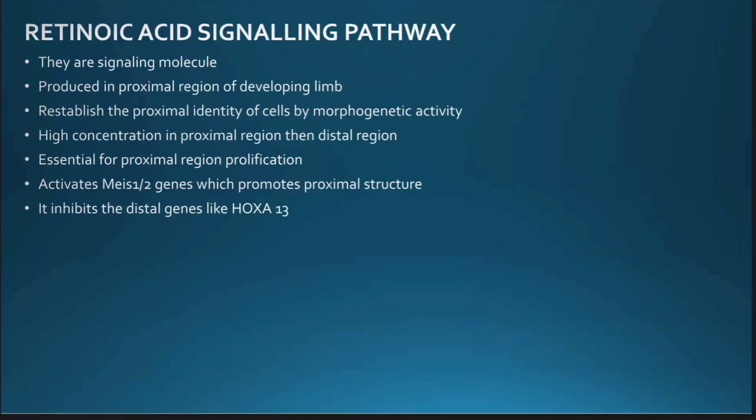Retinoic acid signaling pathway. They are signaling molecules produced in the proximal region of the developing limb, reestablish the proximal identity of cells by morphogenetic activity, high concentration in proximal region then distal region, essential for proximal region proliferation, activates MEIS1/2 genes which promote proximal structure, and it inhibits the distal genes like HOXA13.